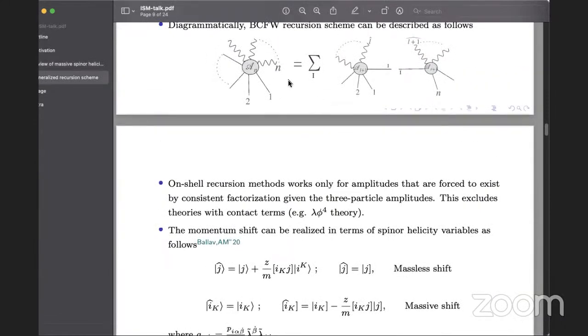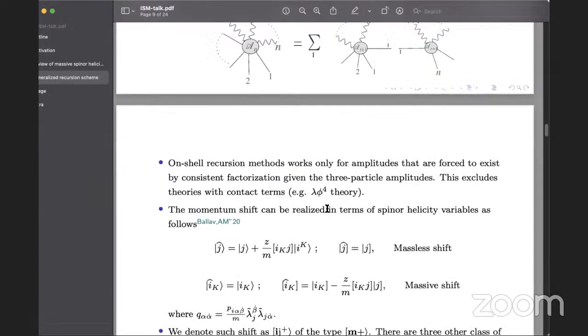Okay, so with this factorization, this on-shell recursion method works for amplitudes that are forced to exist by consistent factorization given the three-particle amplitude. So this excludes theories with contact terms, because the contact terms cannot be factorized in this fashion. One example is the famous Yang-Mills theory.